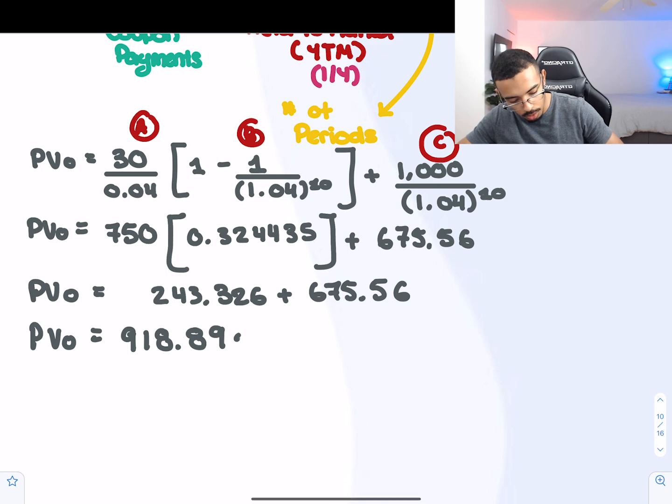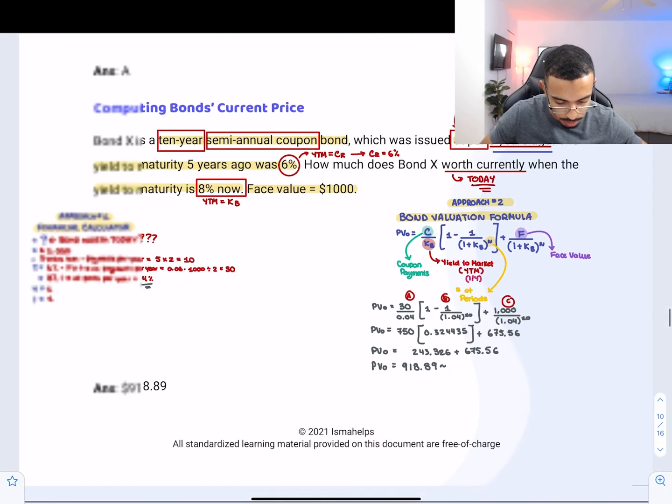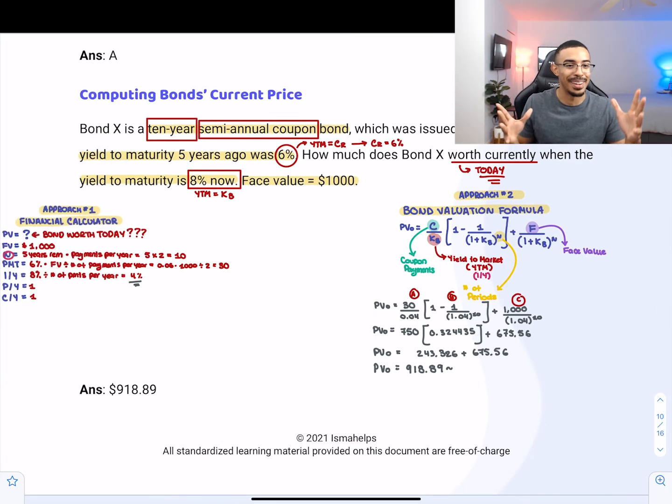918.89 approximately. And just like that, I did this quickly, but just like that, and this is astonishing, you're able to get to the same answer, right? One really focused on using a formula. The other really focused on using your financial calculator. And with the different levels of comfort you have, maybe due to your own studying process, the type of person you are, you'll be able to leverage the things you need.